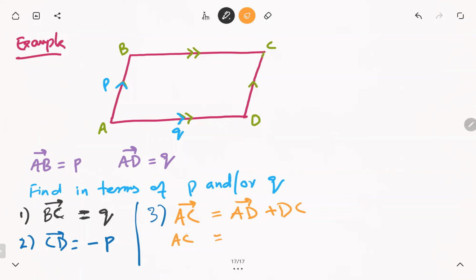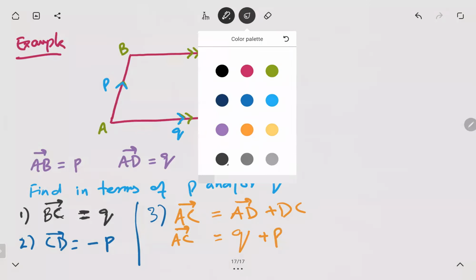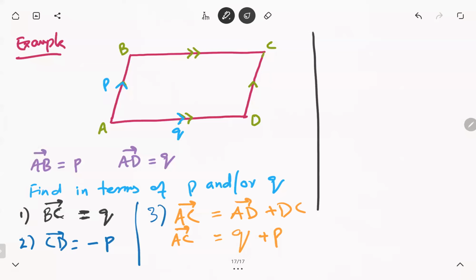So what is AD? Vector AD is Q. What is vector DC? It's P. So plus P, Q plus P, or you can write P plus Q. If you are going through A, B, B, C, that is also fine. At the end, the result will be the same. So it's all about making the path. What is vector BD? Mr. Fawaz Akhtar, what is vector BD?